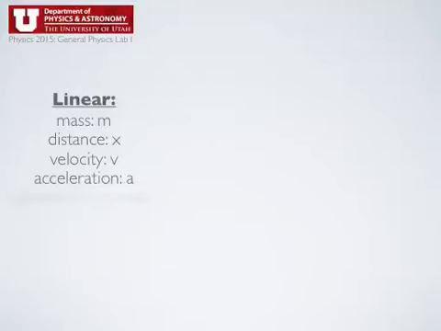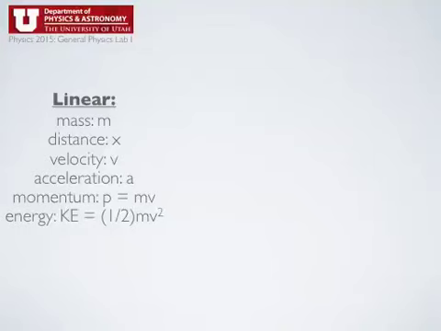You are already familiar with many linear quantities in physics, such as mass, distance, velocity, acceleration, momentum, and energy. These are considered linear when they are used to describe motion in one direction along a straight line. When we need to describe rotational motion, each of these linear quantities has an analog that we use.